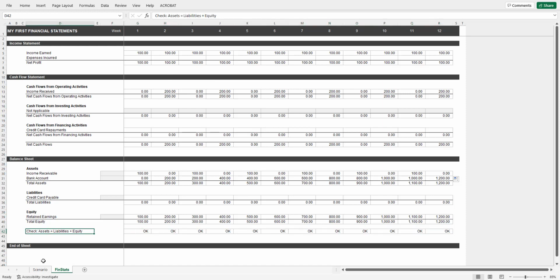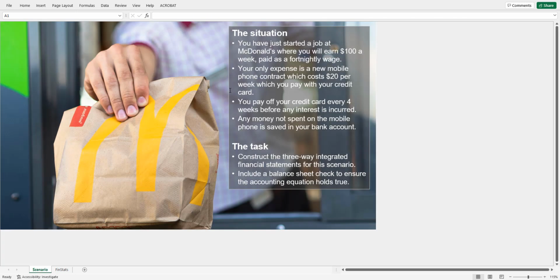So now let's move to the second assumption, the second dot point. Your only expense is a new mobile phone contract which costs $20 per week, which you pay with your credit card. So have a think, which line items of the financial statements will be impacted by this?